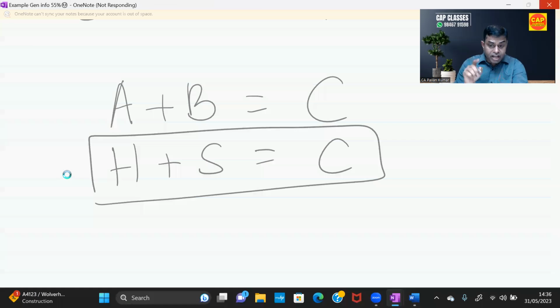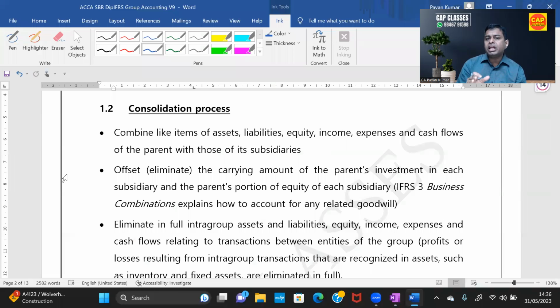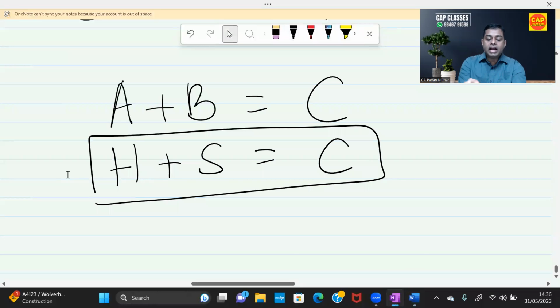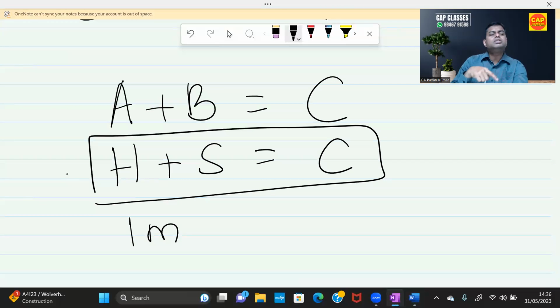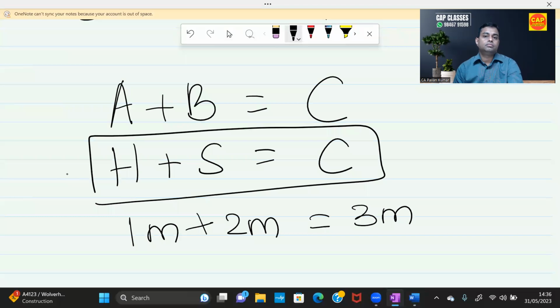That means if trade receivables of one company is $1 million, trade receivables of another company is $2 million, then for consolidation purpose it is $3 million. So your revenue plus my revenue is our revenue. Your expenses plus my expenses is equal to our expenses. Your assets plus my assets is equal to our assets. So like items are to be added.